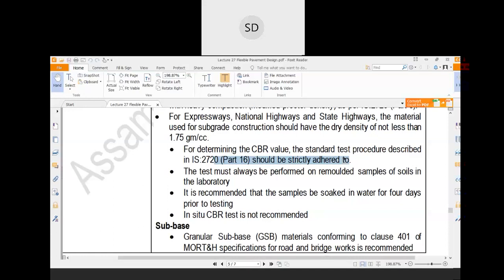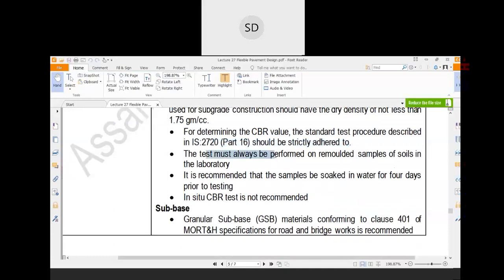If your region for construction is within a heavy rainfall zone, you have to go for 4 day soaking, and that CBR test would be the soaked CBR test. If it is in a dry or arid region, your CBR test would be the unsoaked CBR test.